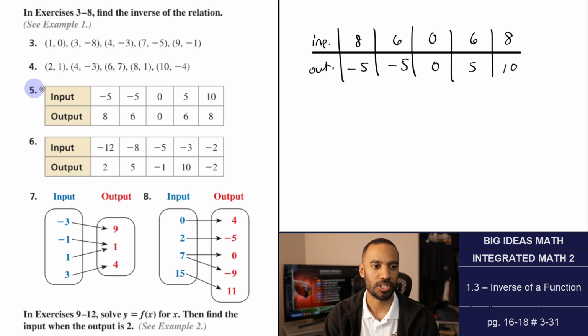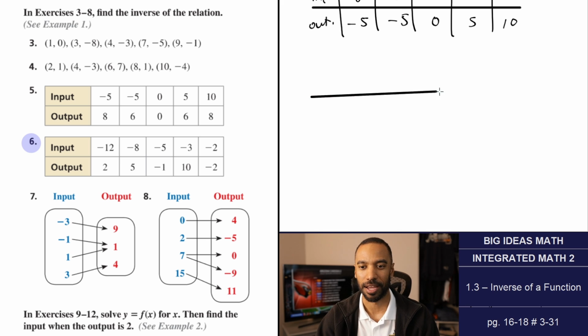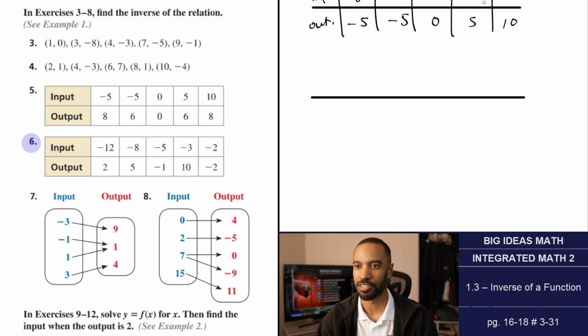All right, number 6. Same thing as before. I guess the idea is I practice one, then you practice one, and that's all good and fine. At least it's systematic that way.